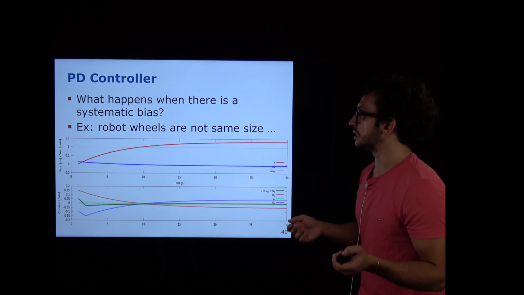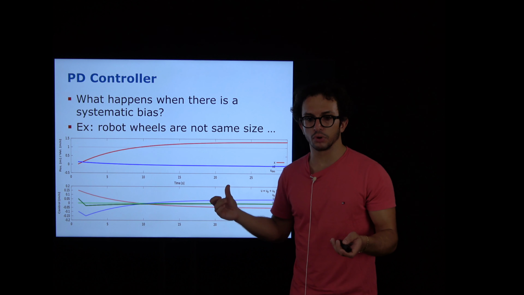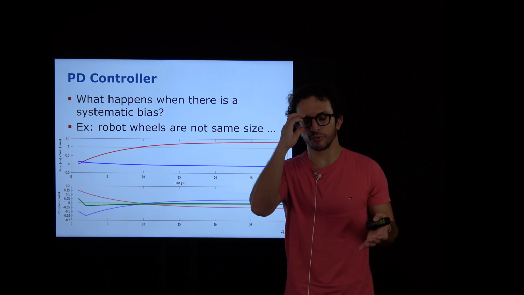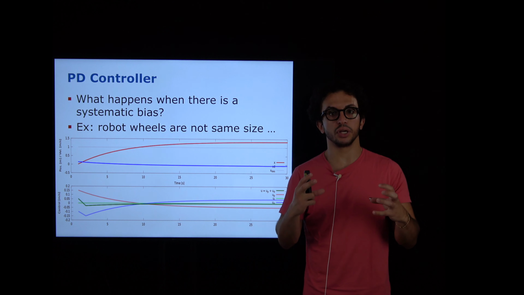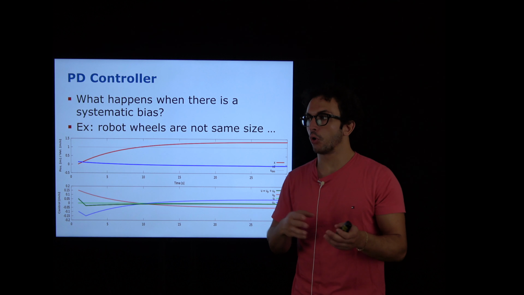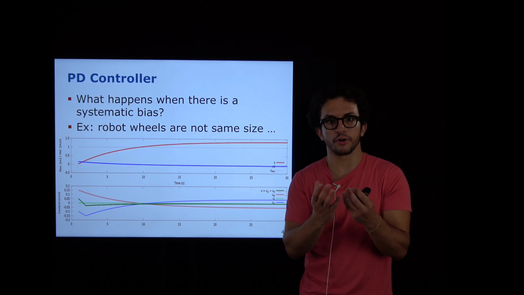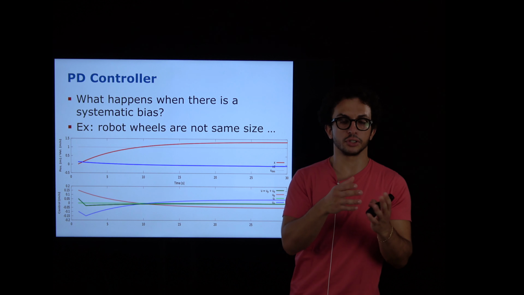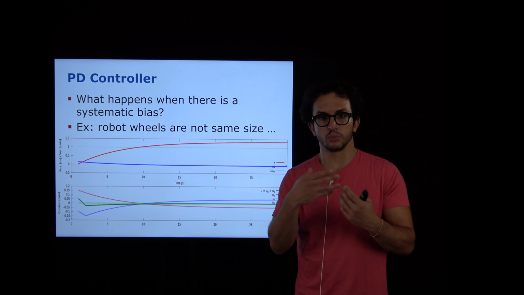Well, imagine the case in which we have a systematic bias. For example, we have errors which are very typical. For example, the robot wheels are not the same size. One is slightly bigger than the other one, or is more inflated than the other one. Or, for example, the weight distribution of the robot is not perfect, so it's not perfectly in the middle, but it's more on one side or the other. And so there is one dominant direction for when the robot is moving.